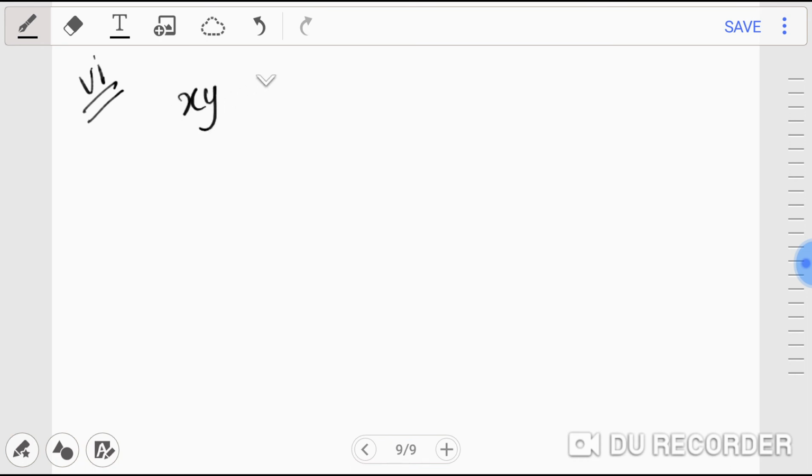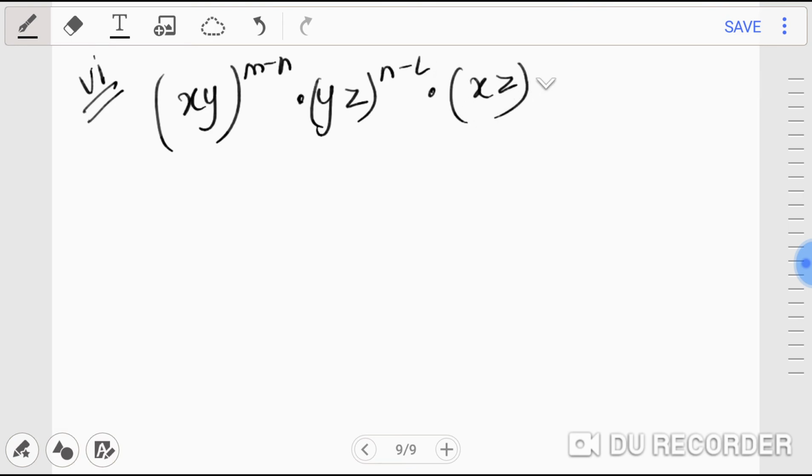Next, question number 6. (xy)^(m-n), (yz)^(n-l), (xz)^(l-m). So this m minus n will be with x also, y also. N minus l will be with y also, z also. L minus m will be with x also, z also.